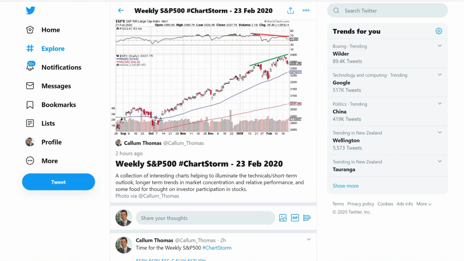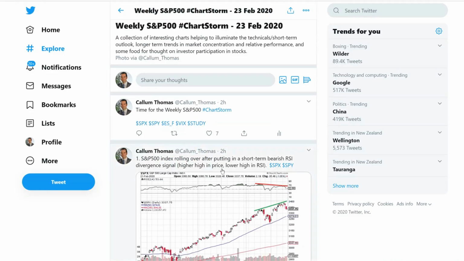Also, just FYI about the chart storm: the purpose of the chart storm is just to bring together 10 standout interesting charts that I found around the web or on Twitter. Sometimes it's just a collection of interesting charts. Other times, they all sort of weave together into one bigger picture and a clear market view. And this week, well, I'll let you know at the end of this video what that is. So we'll get on to it.